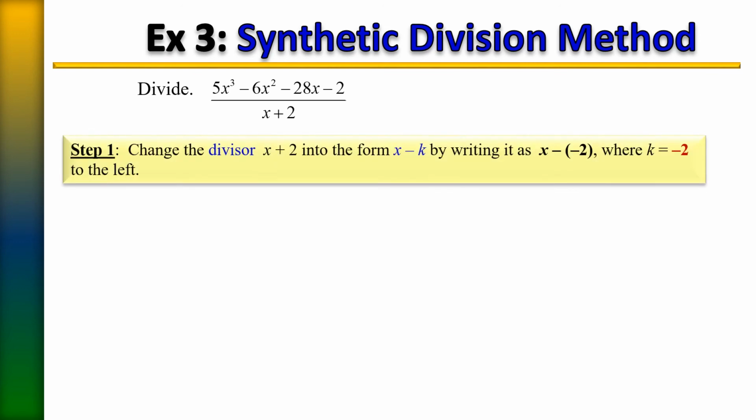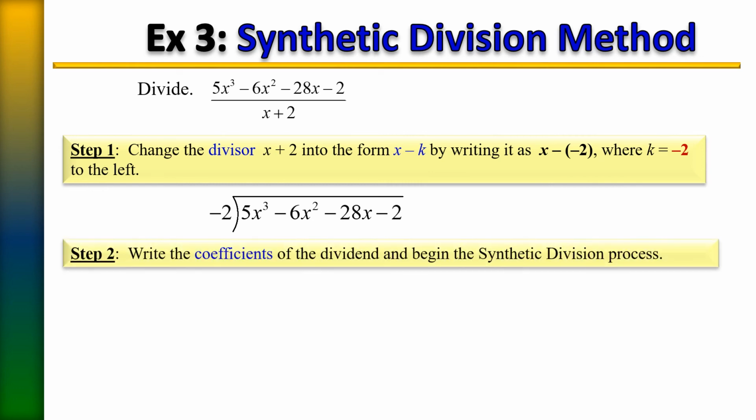That's correct. If you said -2, that is correct. Next, we want to get just our coefficients. Drop the variables. So our first coefficient will be 5. Next, -6. Then, -28. And our last coefficient is -2. And now we have it all set up. We are ready to begin the synthetic division process.